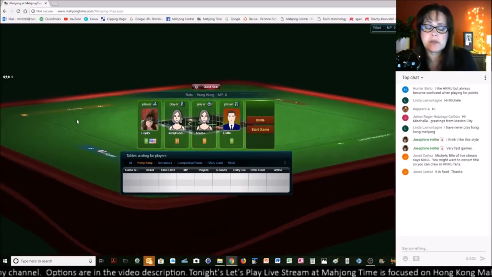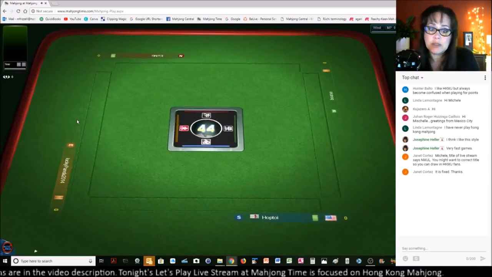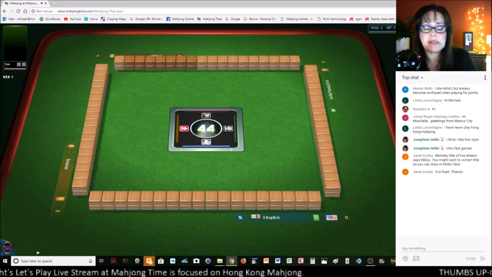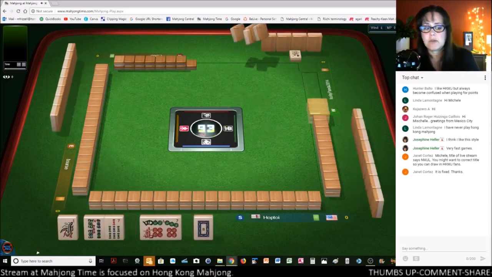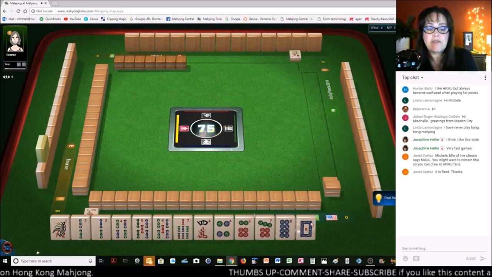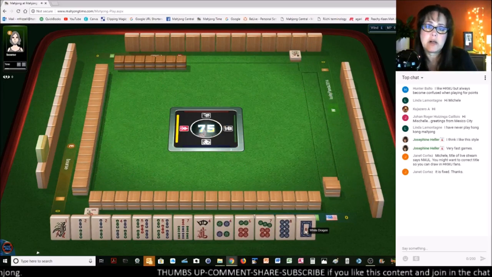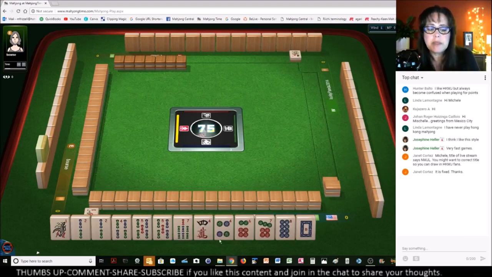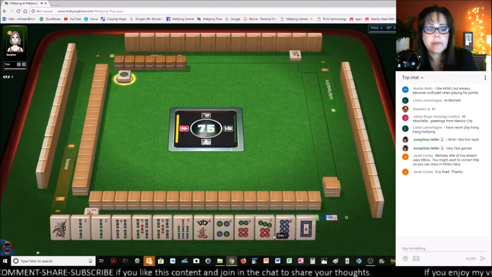We've got four players, so we're going to launch into a table. Let's see how we can do here. I need to train myself to play chicken hands. Those are very hard for me. Okay, now we have one single honor. Honors are winds and dragons. I think we should try for probably all chow. One dot.